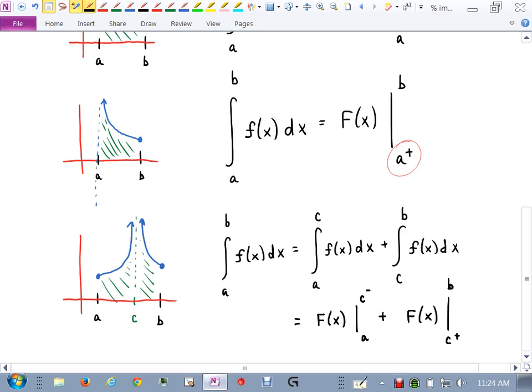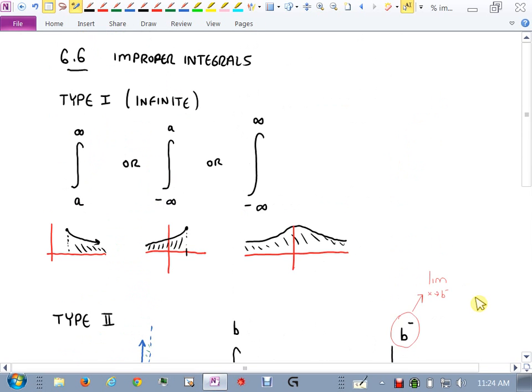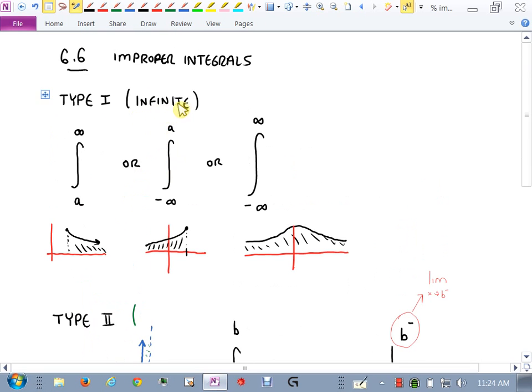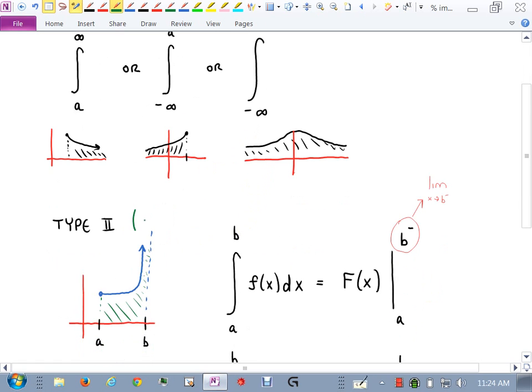Okay, so all of these things fall into this type 2. Remember on this one I called these infinite integrals because the limits went to infinity. Here we're going to say infinite integrands.